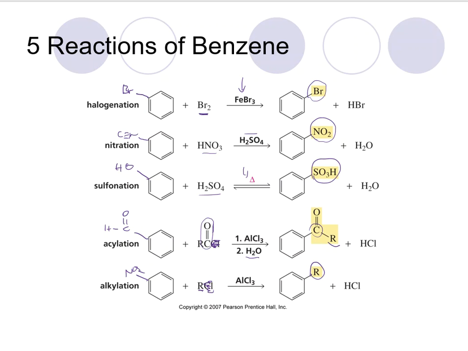Bromine gets added on, the NO2 gets added on, the SO3H gets added on, the C double bond O R adds on, the R adds on. They all add on just like before, so that makes you happy. But they just can't go wherever they want to go. That's the issue. They can't go wherever they want to go.